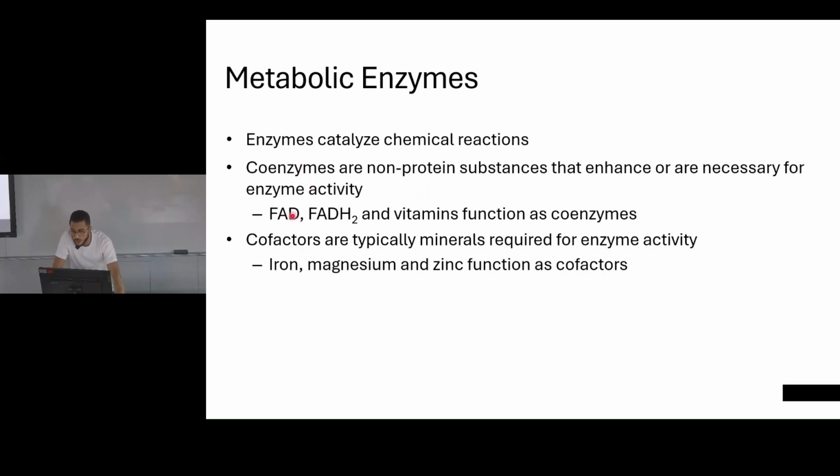For example, FAD, FADH2, and vitamins work as coenzymes. This is why vitamins are very important, and deficiency can cause a lot of problems. It's because they act as coenzymes for a lot of the reactions that happen in your body, okay? Cofactors, on the other hand, are typically minerals, so iron, magnesium, zinc, and they're required for enzyme activity. For example, hemoglobin has a cofactor, which is iron, and this iron is important for oxygen uptake. Okay?